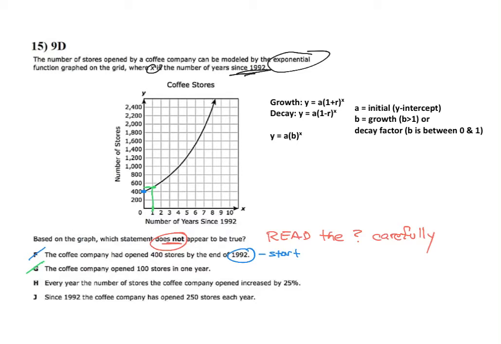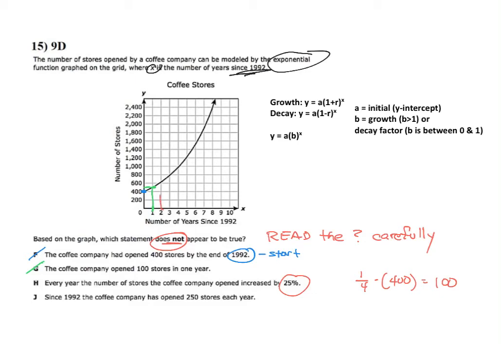Every year, the number of stores the coffee company opened increased by 25%. Okay, so that's a percentage, and we know exponential functions increase based on a percentage. So that's a good thing. I don't know if it's 25%, but let's see. If it increased 100 in the first year, 100 is one fourth of 400. That equals 100. Okay, so that's good.